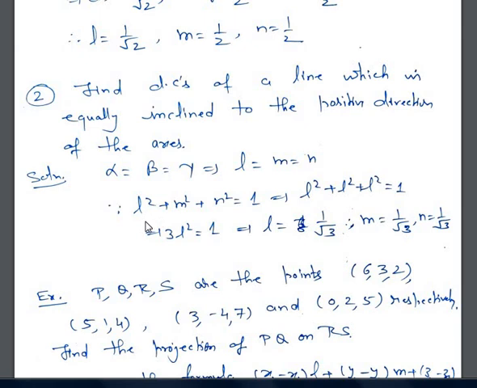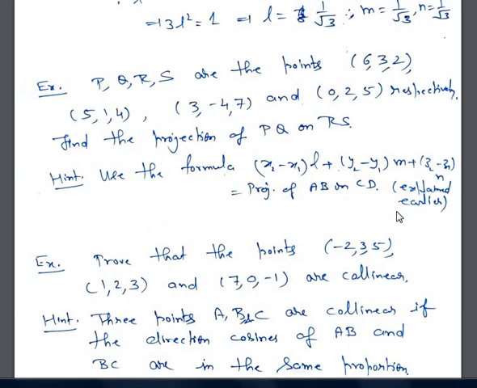And now we know the formula L square plus M square plus N square is equal to 1. So in place of M and N we write L. So therefore we have L square plus L square plus L square is equal to 1. That is 3L square is equal to 1. So therefore L is equal to 1 upon root 3. Why do we take positive sign? Because line is equally inclined to the positive direction of axis. So we take only positive sign. L is equal to 1 upon root 3. And thereby M is also 1 by root 3 and N is also 1 by root 3.